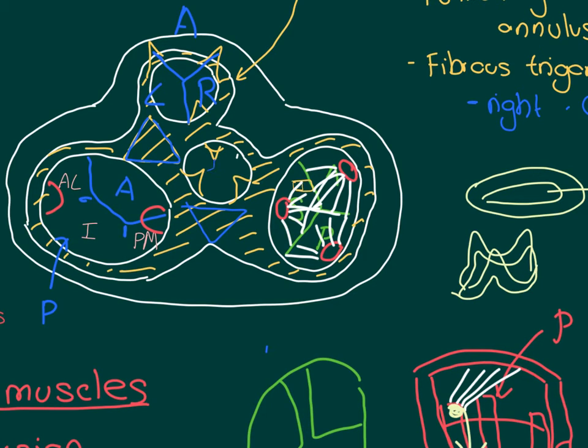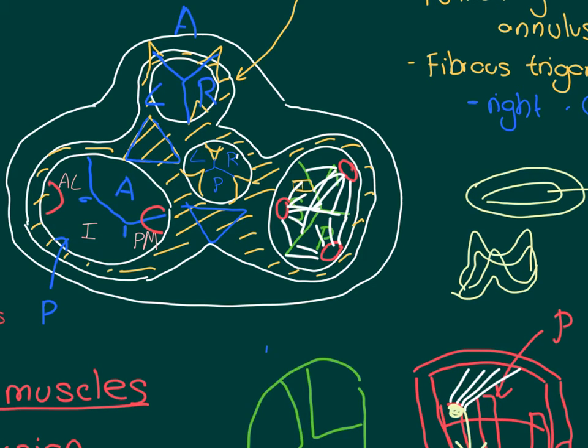You're going to have cusps like this. So you've got one here in between this front commissure and this left lateral commissure here, and then another cusp in between the front commissure and the right lateral commissure, and then another cusp in between these two. And you can probably predict the names as well. This one's going to be the left one, this one's going to be the right one, and this one's going to be the posterior one.